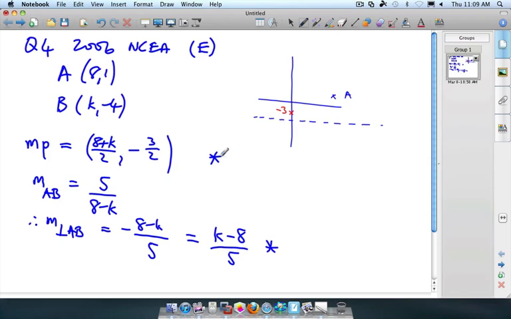We've now got the gradient of the perpendicular bisector. We've got the point that it goes through, which is the midpoint. Even though we haven't got them explicitly, we've got them defined in terms of our k's. What do we do next? The question says the perpendicular bisector goes through negative 3. So what would be the next step? Anyone? What do we do next?